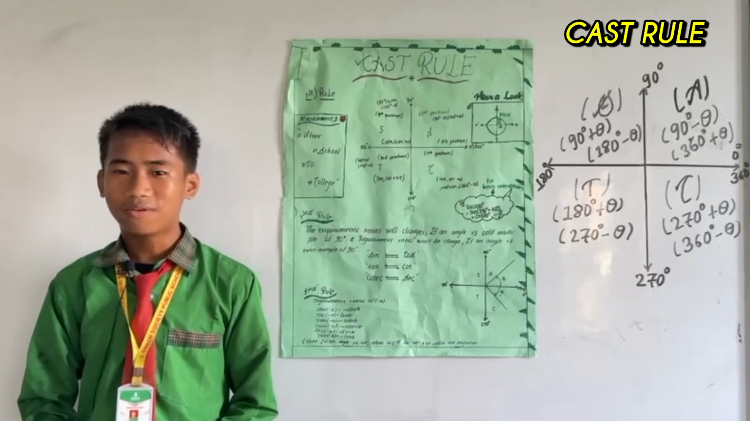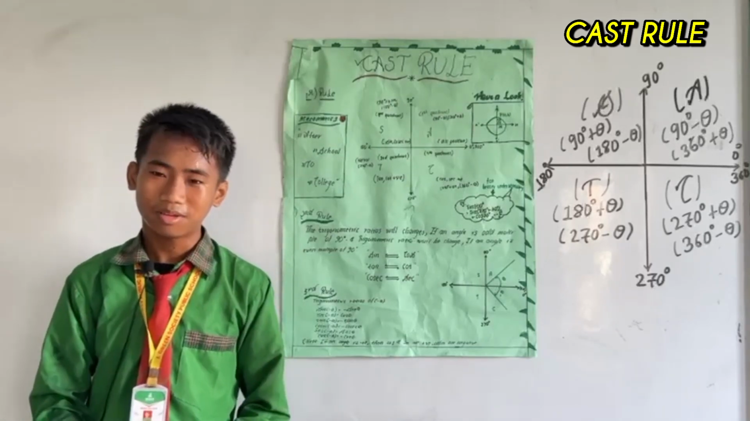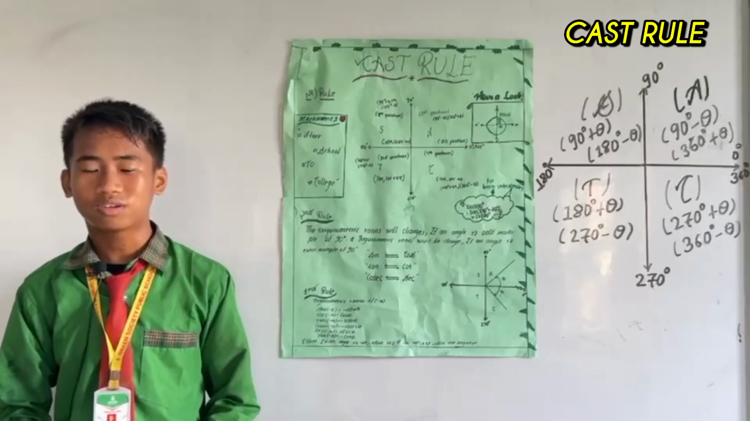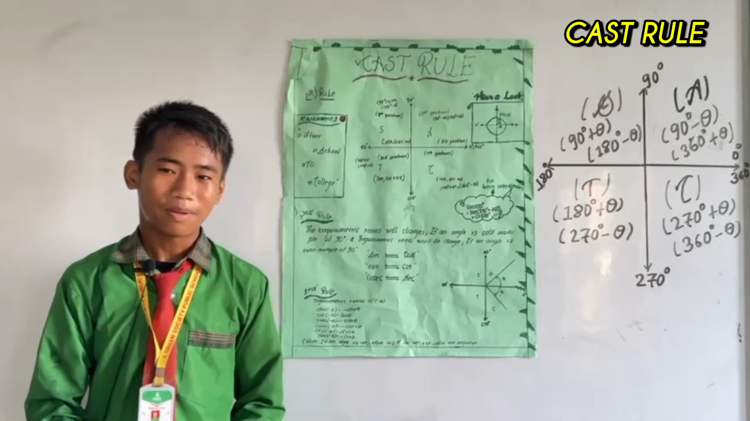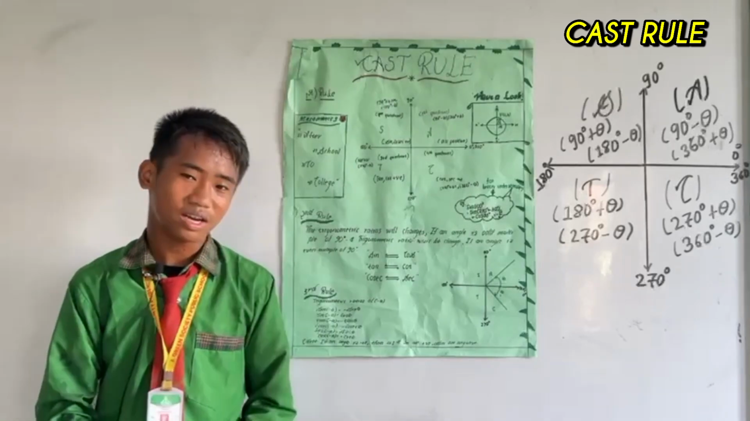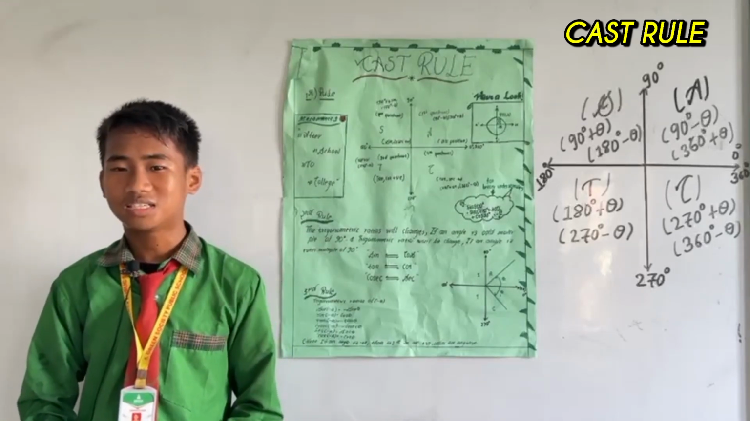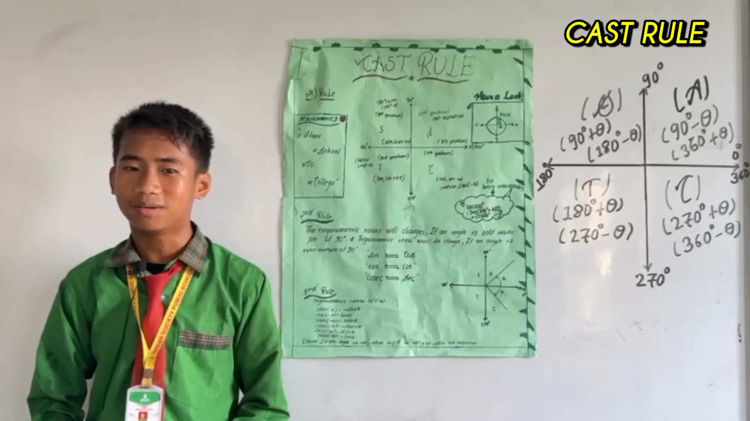For the third rule, if the angle is in negative form, except cos and sec, all the trigonometric ratios will be negative, because minus theta lies in the fourth quadrant, and in the fourth quadrant cos and sec are positive and all others are negative.